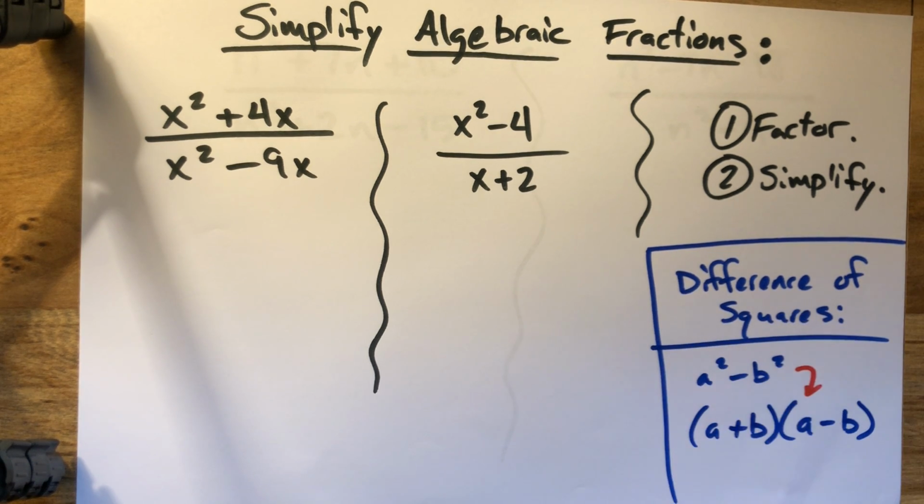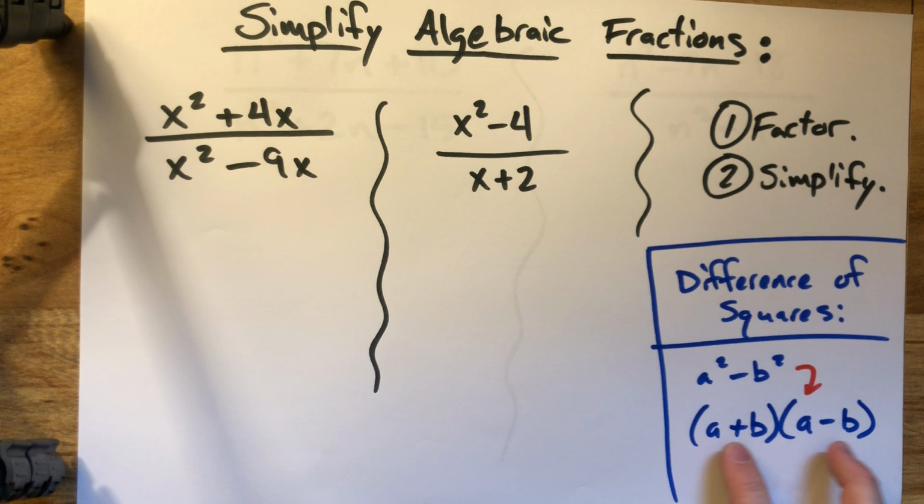We're going to need the difference of two squares idea for some of this, where if you have a squared minus b squared, or any square number being subtracted by another square number, this will factor down to the addition of those two square roots and the subtraction of those two square roots. So a squared minus b squared becomes a plus b and a minus b.